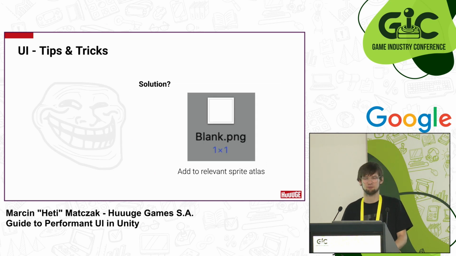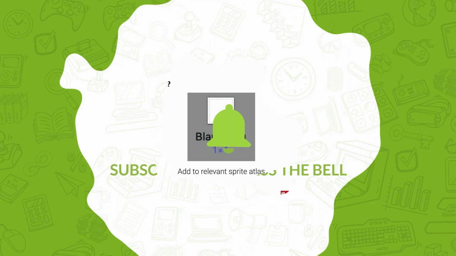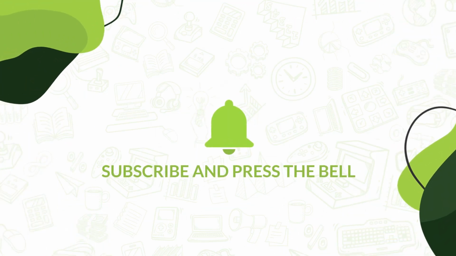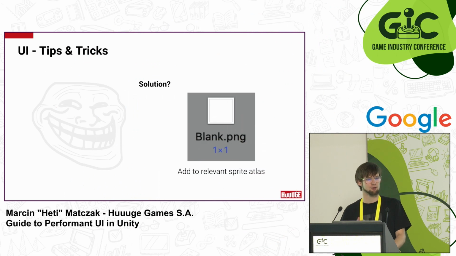But there's a solution. You can create a one-by-one single pixel graphic and put it in every single sprite atlas, so that when you want to have an image that is just a pure rectangle, you can still force Unity to draw it all together with all the rest of the UI, and that also can boost the performance. And like I showed you, sometimes finding even a small place to optimize your game makes the biggest difference.